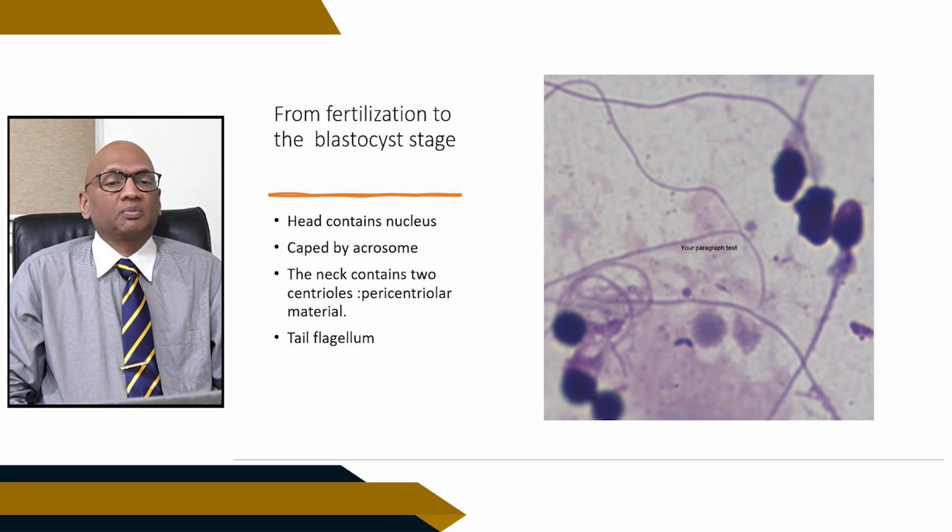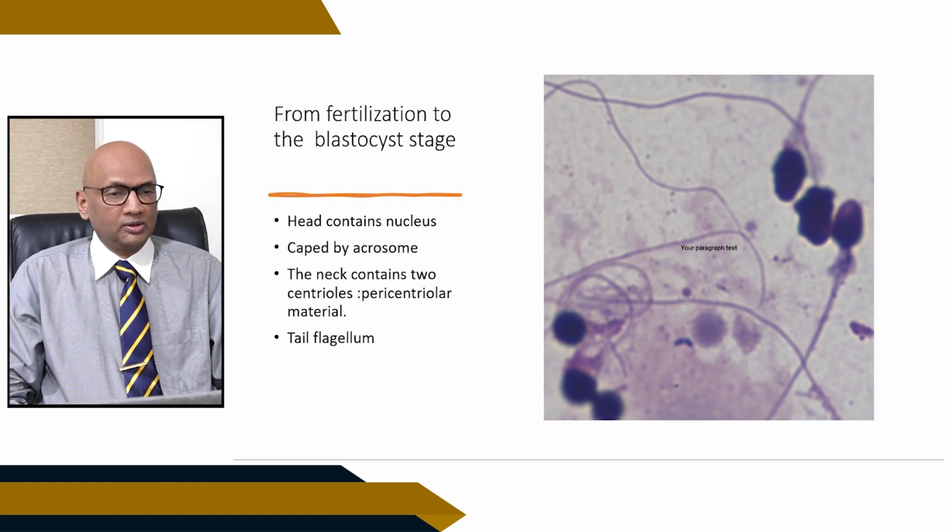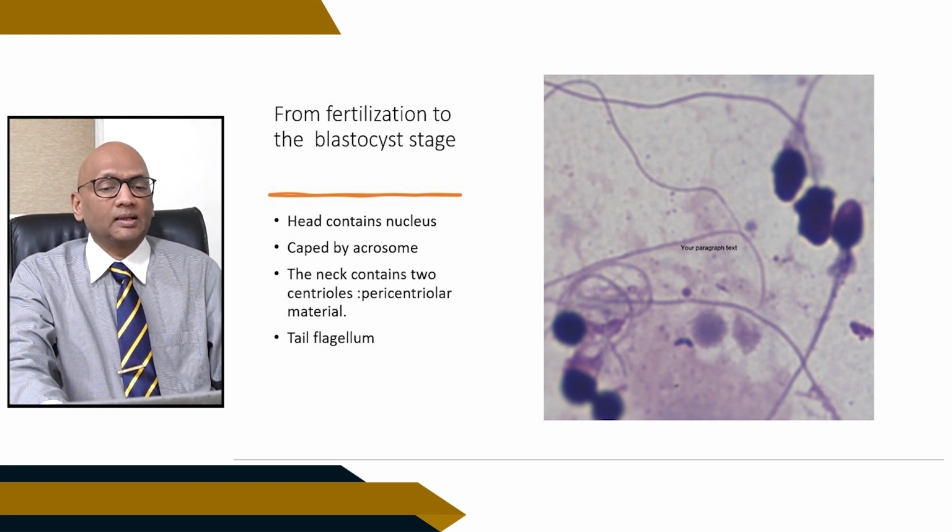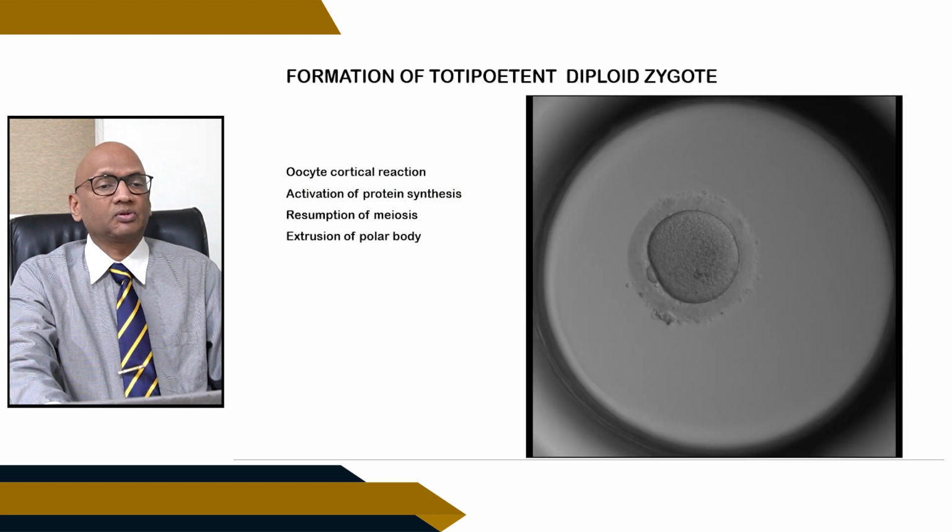Generally, when we look at a sperm, we just look at the head, which contains the nucleus, capped by the acrosome. The neck contains two centrioles, which were earlier thought to be only one centriole, but recent evidence suggests that there are two centrioles. The tail contains the flagella. But actually, there's more to the role of male factor on embryo implantation and outcomes.